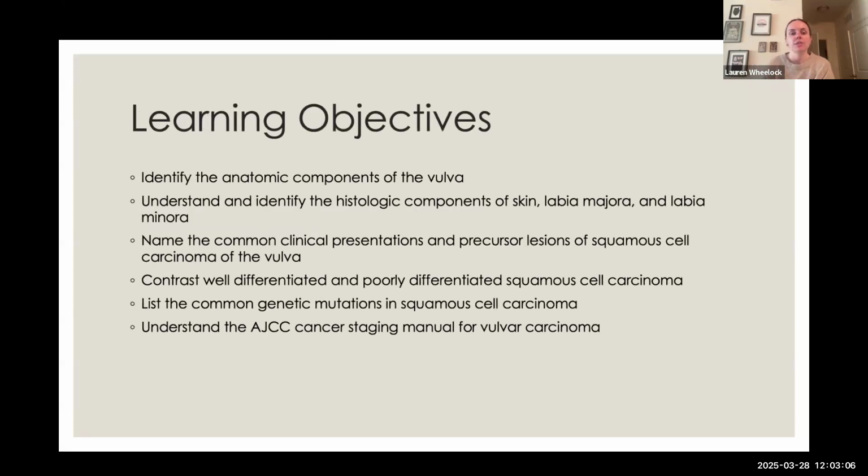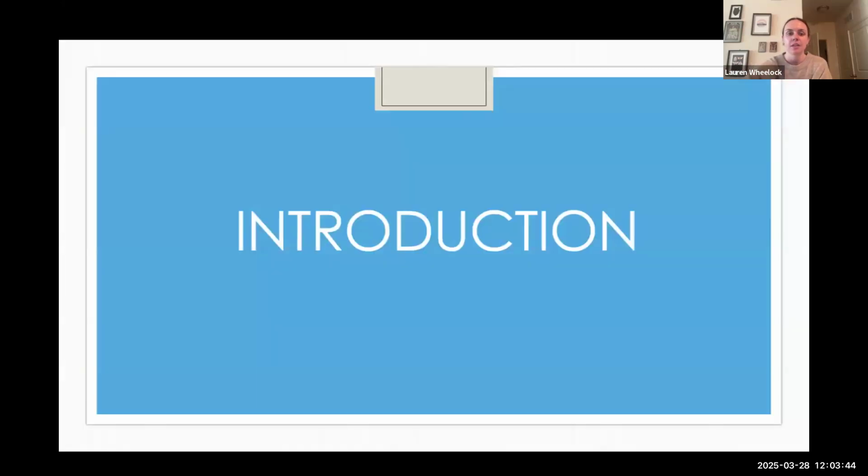So here are some learning objectives. By the end of this presentation, you all should be able to identify the anatomic components of the vulva, understand and identify the histologic components of skin, the labia majora and the labia minora. You should be able to name the common clinical presentations and precursor lesions of squamous cell carcinoma of the vulva. You should be able to contrast well-differentiated versus poorly differentiated squamous cell carcinoma, list the common genetic mutations in squamous cell carcinoma, and finally, understand the AJCC Cancer Staging Manual for vulvar carcinoma. And so with that, let's begin.